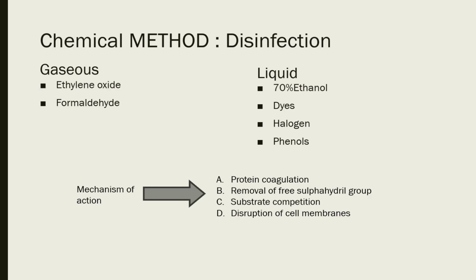And what is the mechanism of action? It coagulates the protein, it removes the free sulfhydryl groups, and it interferes in substrate competition during enzyme production. And there is disruption of the cell membrane: by disrupting the cell membrane, the chemicals interfere with the growth of microorganisms, so that they can be killed, and thus sterilization can be done. So these are all the different types of methods of sterilization we have seen in this lecture. Thank you.